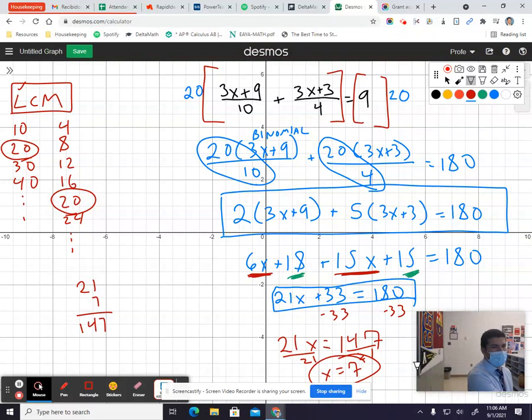3 times 7 is 21. 21 plus 9 is 30. 30 over 10 is 3. 3 times 7 is 21, plus 3 is 24. 24 over 4 is 6. So I'm left with, is 3 plus 6 equal to 9? Of course it is. I got the question right.